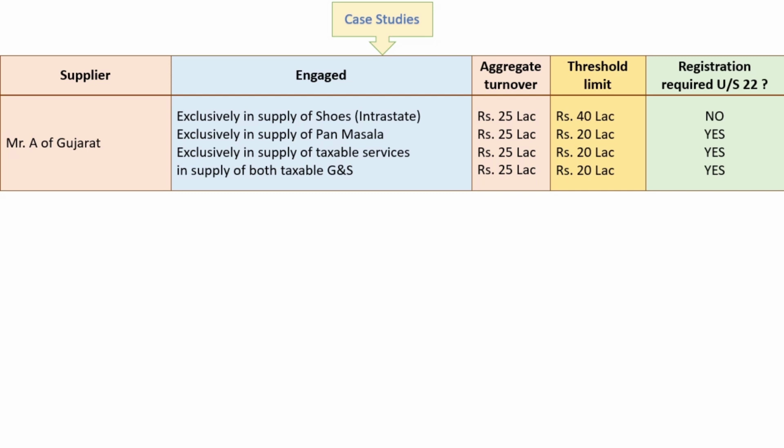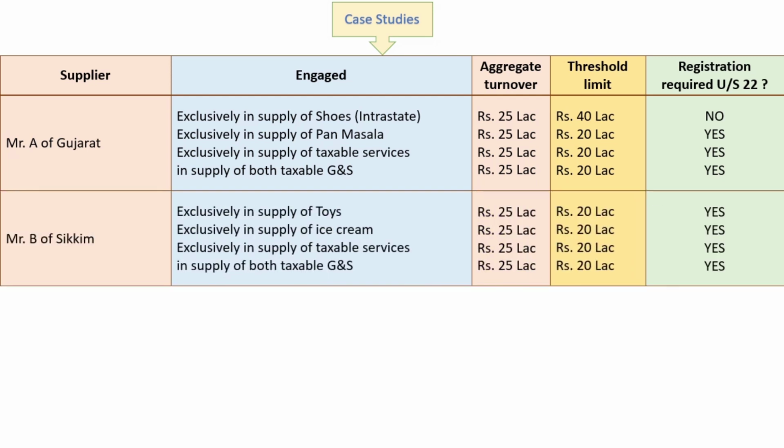Fourth case study, Mr. A of Gujarat is engaged in supply of both taxable goods and services. In this case, his aggregate turnover is 25 lakh. Here, applicable threshold limit to him is 20 lakh. Here also, his aggregate turnover is more than applicable threshold limit. He is liable for registration under section 22.